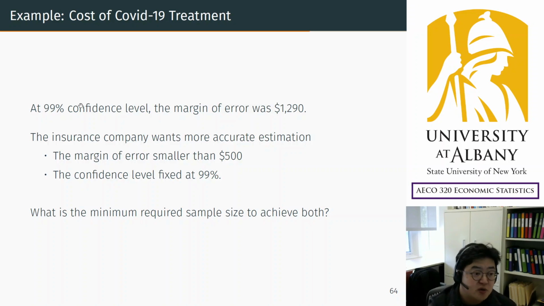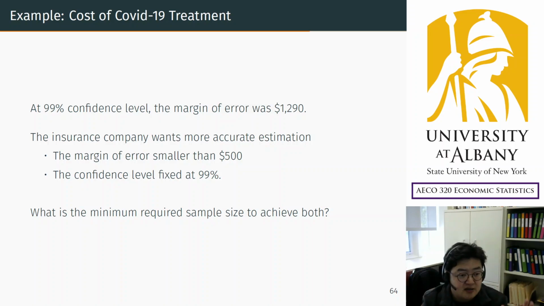Okay, so your insurance company, your boss, commands you to do this. Say, give me a confidence interval with 99% confidence level, but your margin of error should be at most $500. So make the margin of error $500 without sacrificing confidence level. Then, how much sample size do you need? That is another interesting question, right? You have a specific target of margin of error and confidence level.